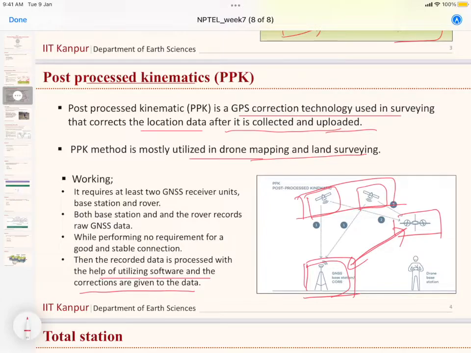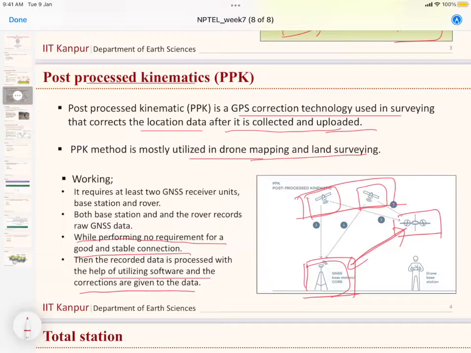So the advantage that this PPK gives, as I have already mentioned, is that there is no requirement for a good and stable connection while performing. So this is the major advantage. Whenever you want to cover a larger area, or an area where you find lots of trees and lots of hindrance, in that scenario PPK is the most reliable method as compared to RTK, and both methods provide centimeter-level accuracy. So they both are good. It depends on your application, so accordingly you can choose which method you want to apply for surveying in the field.